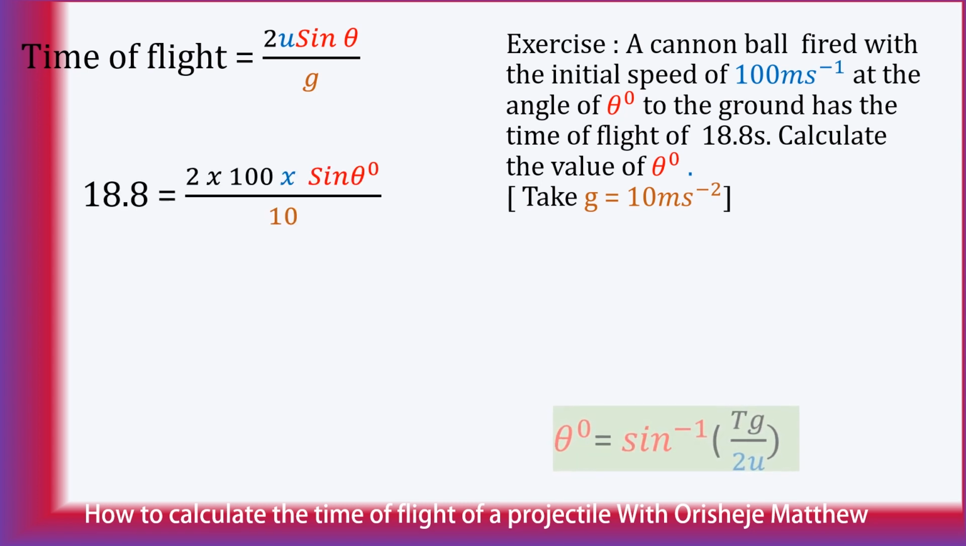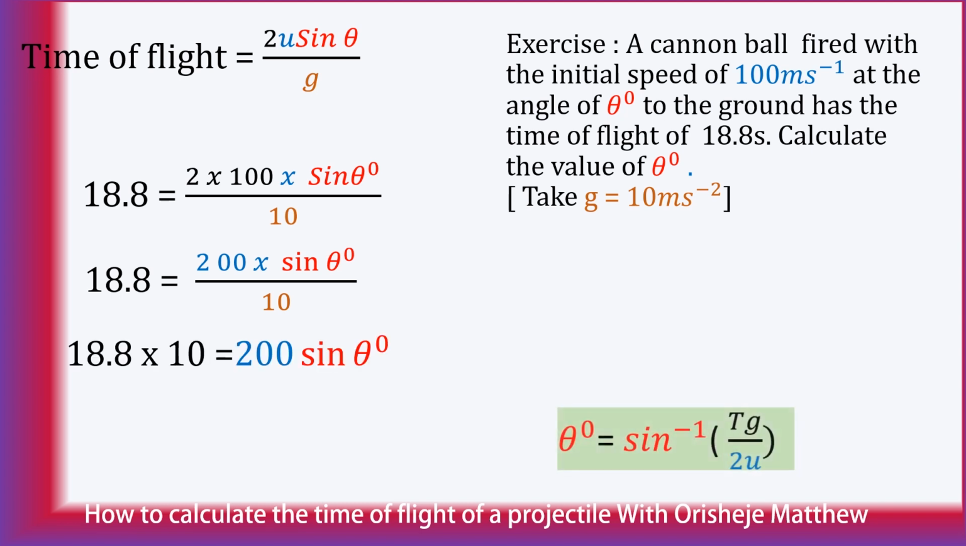So time of flight, 18.8, equals that. Put the parameters: speed of projection is 100, sine theta is what we are looking for, g is 10, given. So substitute there. With that, multiply this out, 200. So cross multiply this: we have 18.8 times 10 gives me 200 sine theta.